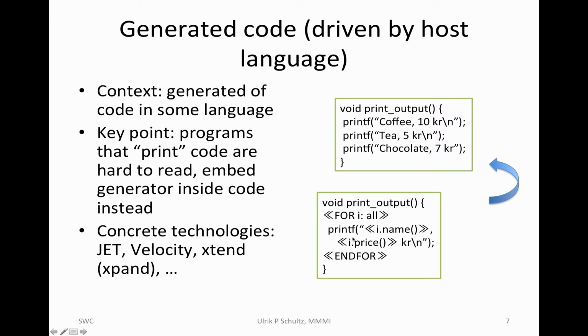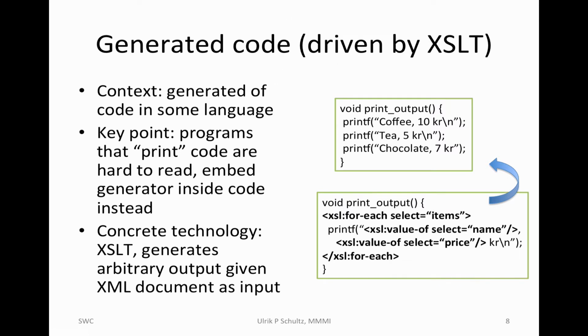This is using a template syntax sort of similar to Xtend. If we instead wanted to use XSLT, then it would look like this. In fact, this XSLT file here will generate precisely this kind of output. So this is what it really looks like. For each of the items, take the name and the price, and that's it. So very similar, but a bit different.